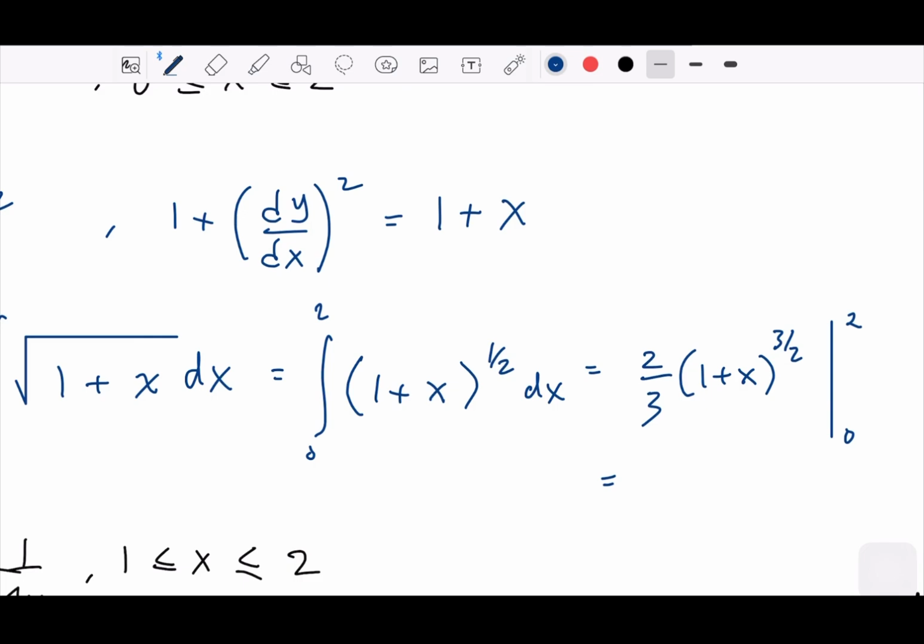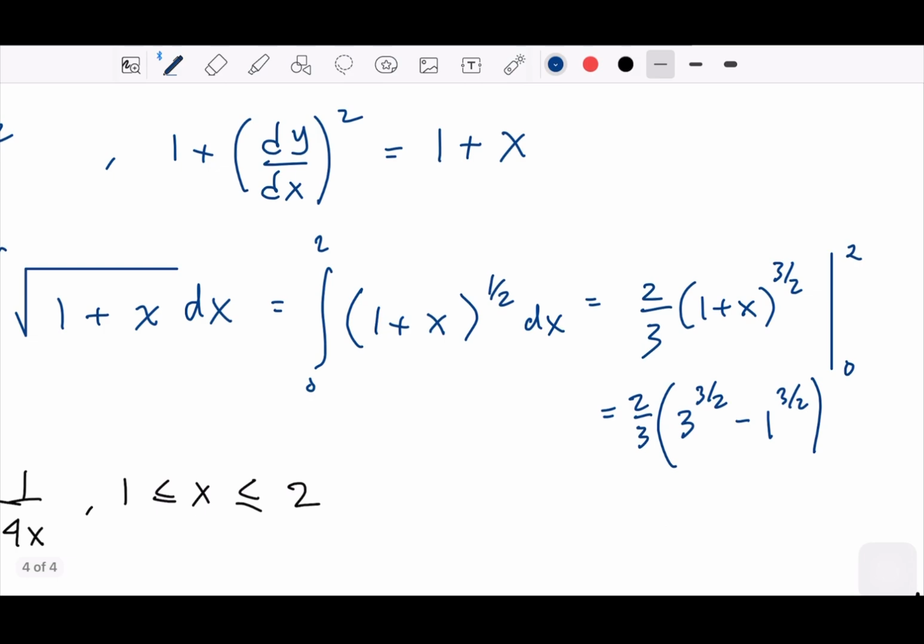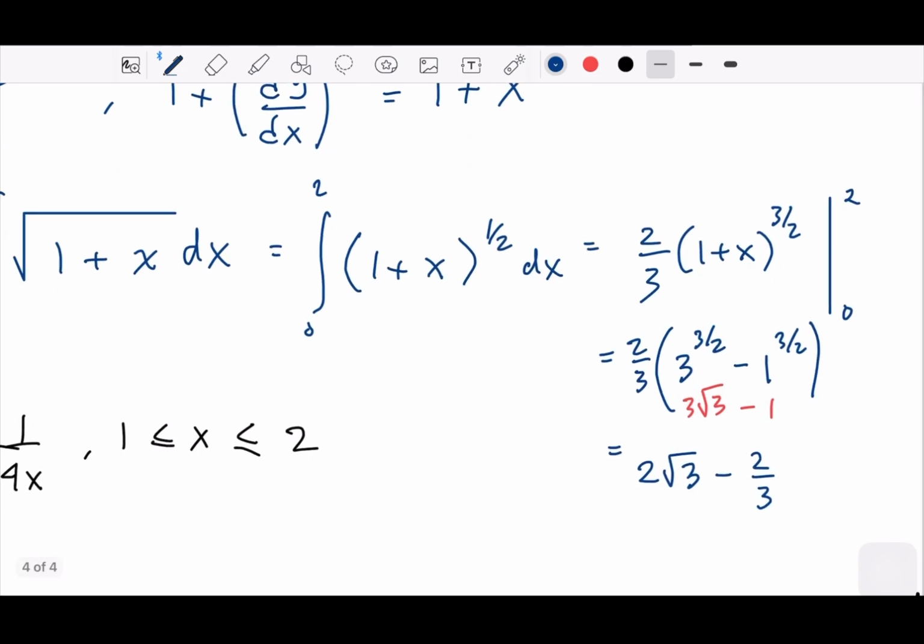So if we put in 2, 2 plus 1 is 3. So 2 over 3 times 3 to the power of 3 over 2, minus 1 to the power of 3 over 2. If you would like to simplify this part again, this will be 3 square root of 3. This is 1, right? Then we have 2 square root of 3 minus 2 over 3.